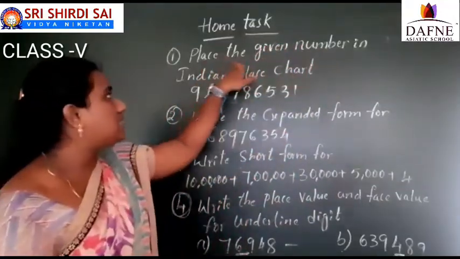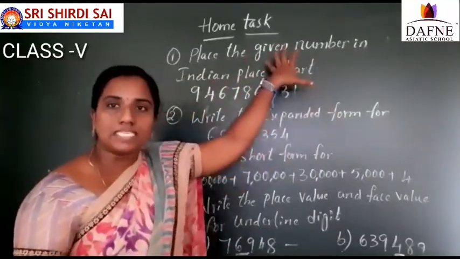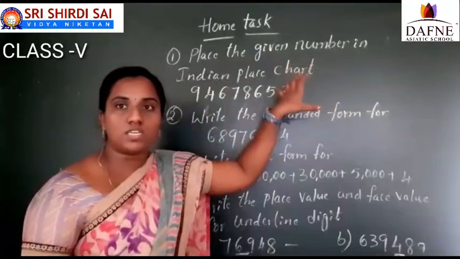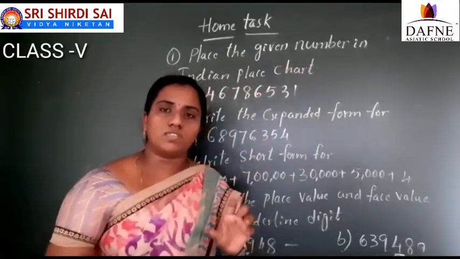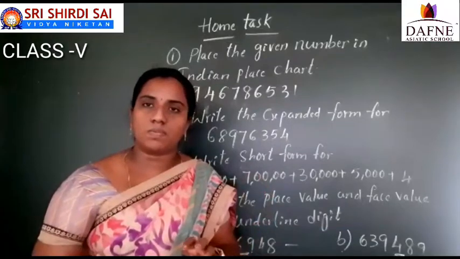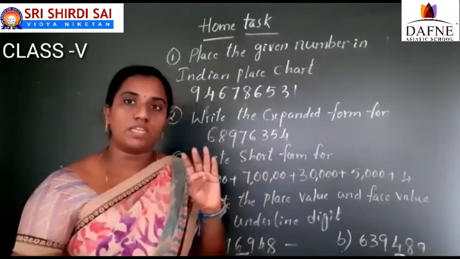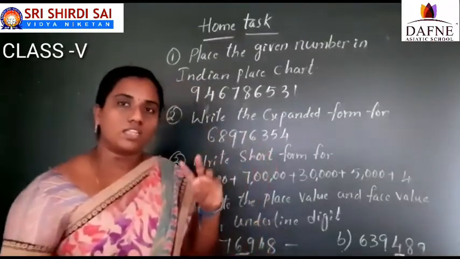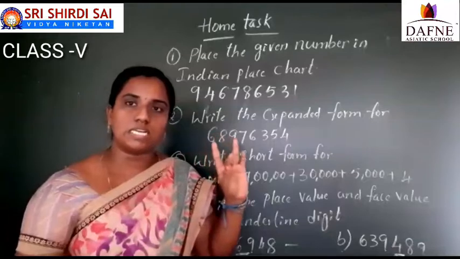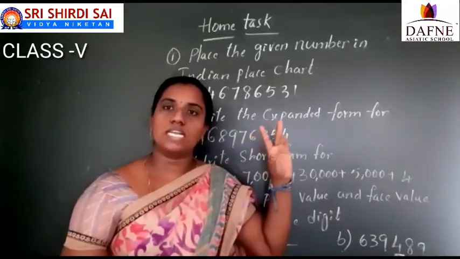See here, place the given number in the Indian place value chart. Place the given number in which place value chart? Indian place value chart. I have already said what is meant by Indian place value chart. How many periods are there for Indian place value chart? 4 periods. How many place values? 9 place values. What are the place values? Ones, tens, hundreds, thousands, 10,000s, lakhs, 10 lakhs, crores and 10 crores.